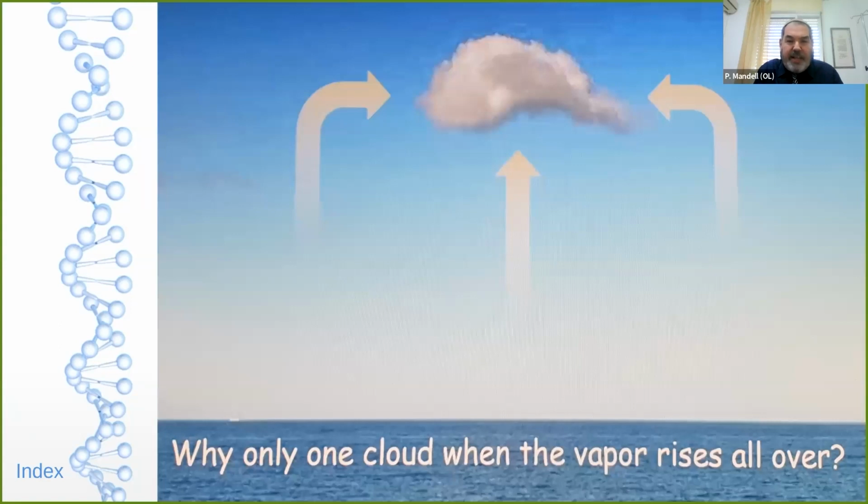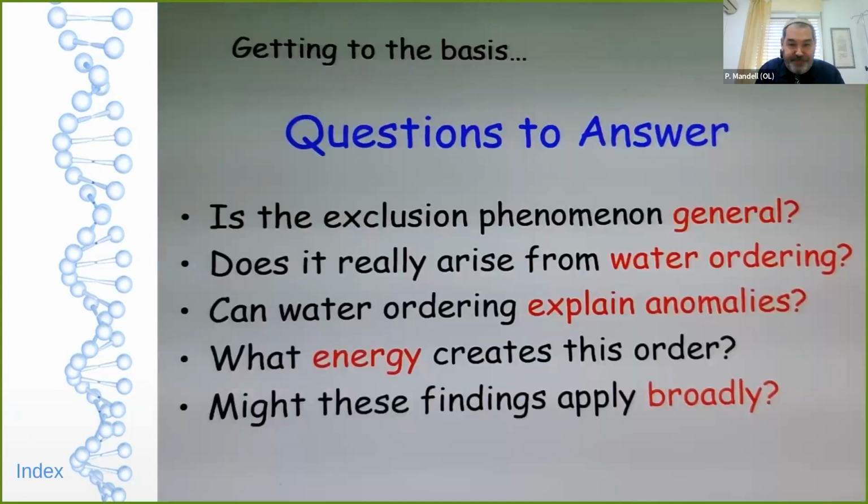And I'll go quickly here: why only one cloud when the vapor rises all over? If you ponder nature, these are questions that would come to mind. So it warrants further research. And our formula in doing research is C squared: comprehend and copy nature. But first we must comprehend nature before we can copy it, or at least attempt to copy it. So the answer here is the exclusion phenomenon.